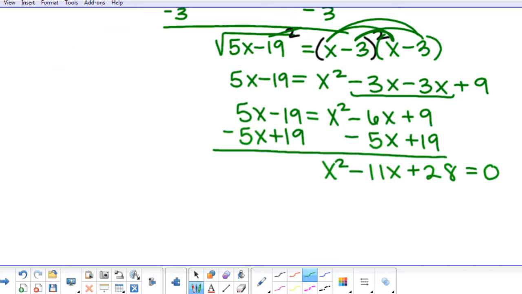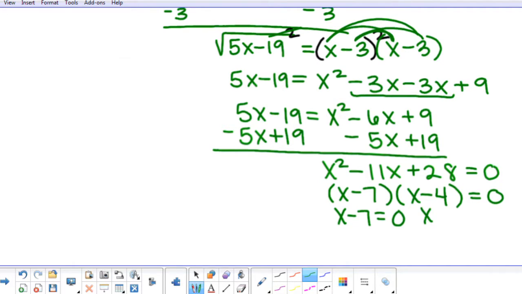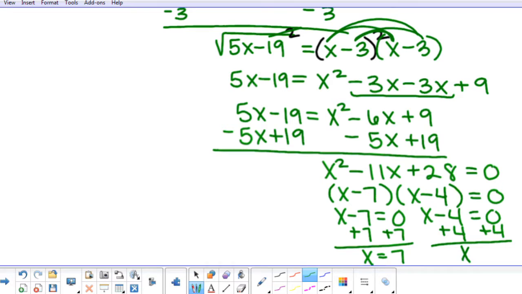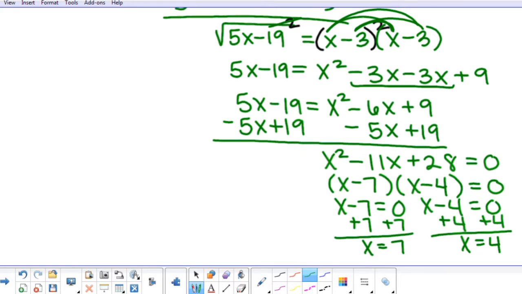Now I can factor this expression, so I'm looking for factors of a positive 28 that will add up to a negative 11, and that will be x subtract 7 and x subtract 4. Now I will set both of these equal to 0 and solve. I get two answers, x equal to positive 7 and x equal to positive 4. So I do need to check these two answers to see if one of them may be extraneous.